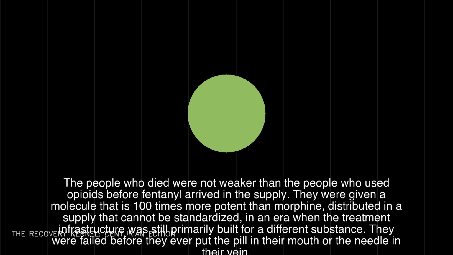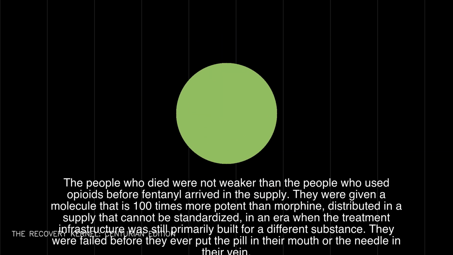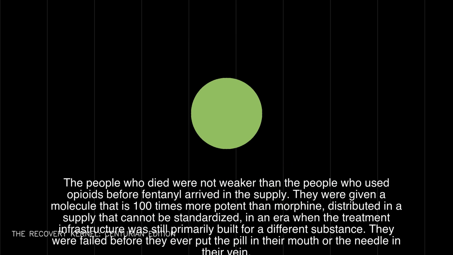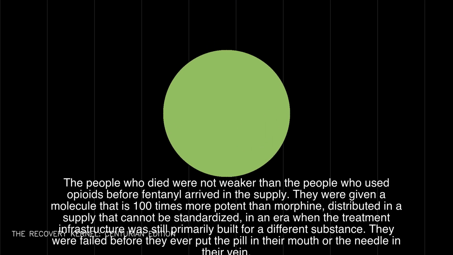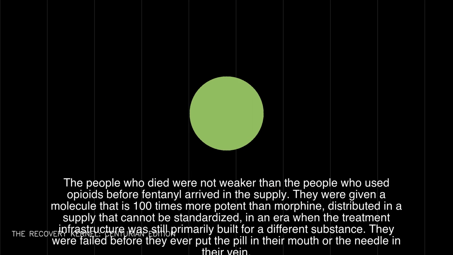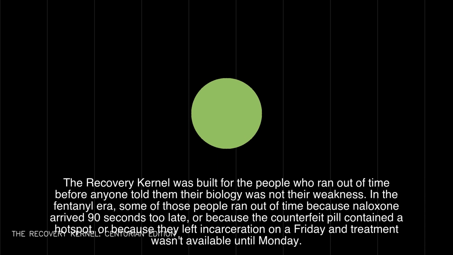The people who died were not weaker than the people who used opioids before fentanyl arrived in the supply. They were given a molecule that is 100 times more potent than morphine, distributed in a supply that cannot be standardized, in an era when the treatment infrastructure was still primarily built for a different substance. They were failed before they ever put the pill in their mouth or the needle in their vein.